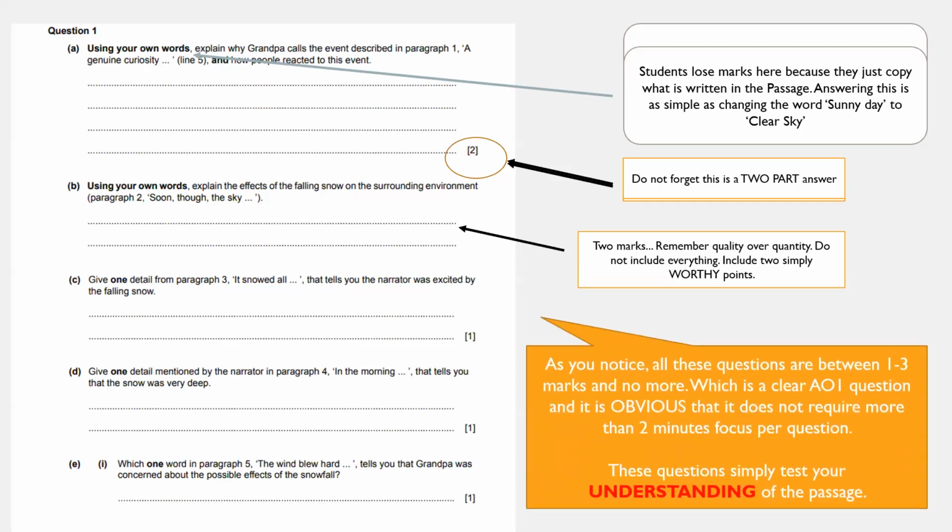As you notice with all these questions, they're only worth between 1 to 3 marks, no more. This shows that it's a clear AO1 question and that it is obvious that it does not require more than 2 minutes focus per question. Try not to go over that. Really just get to your point.